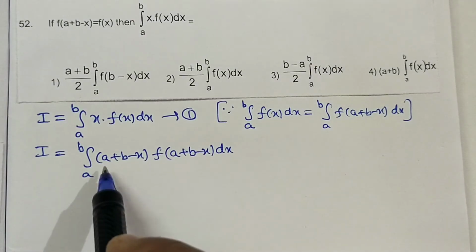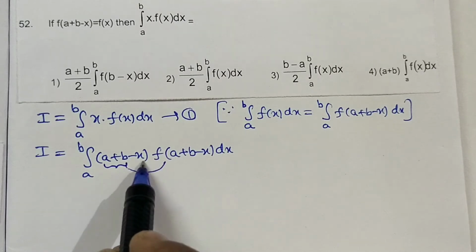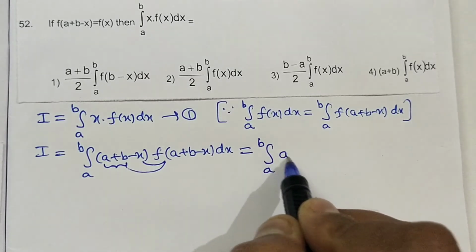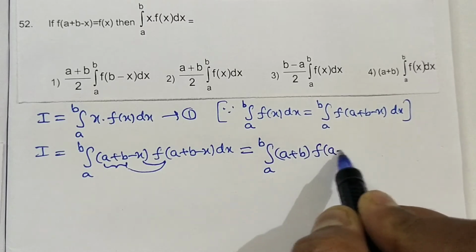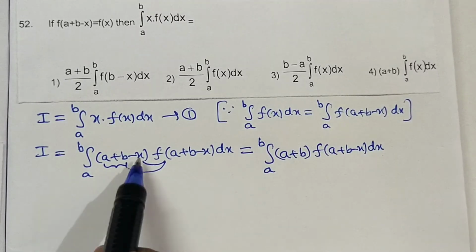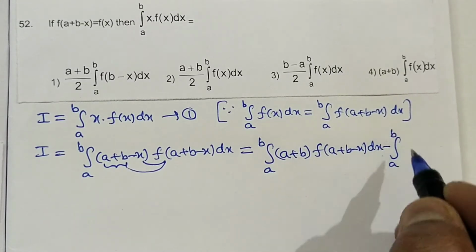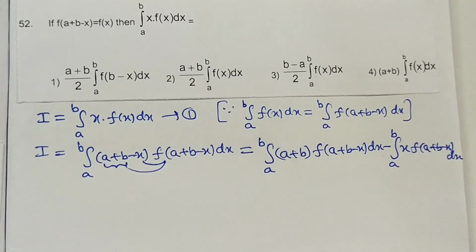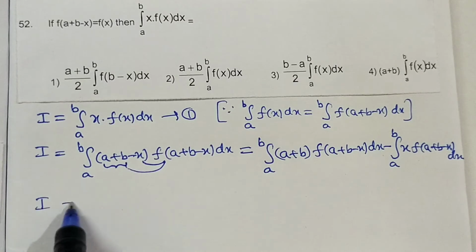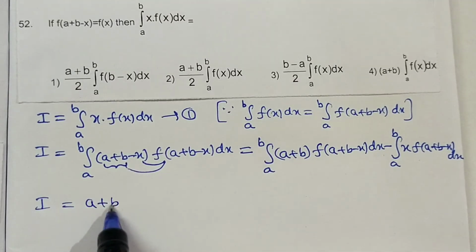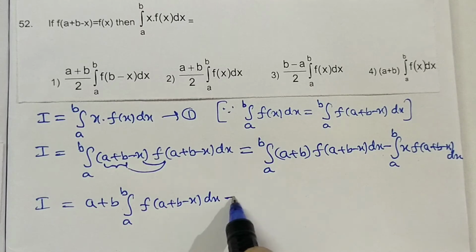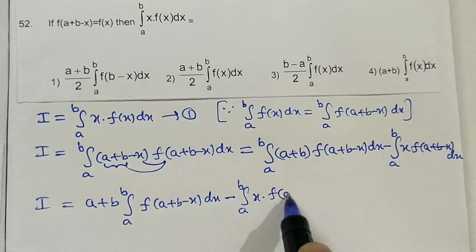So now a plus b you can take as one term and actual multiplication after that with x. So it will become integral a to b, a plus b into f of a plus b minus x into dx, after that minus integral a to b, x into f of a plus b minus x into dx. Since we have the condition, I equal to a plus b constant we can take outside, a plus b into integral a to b f of a plus b minus x into dx minus integral a to b x into f of a plus b minus x.